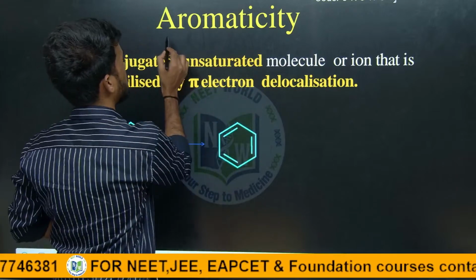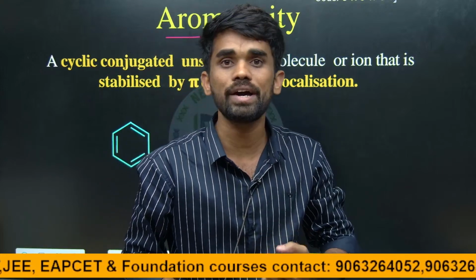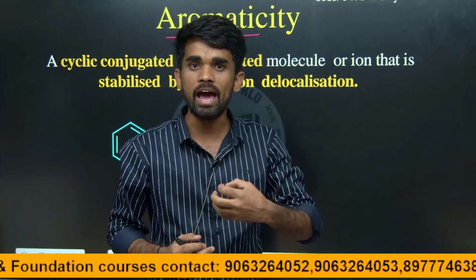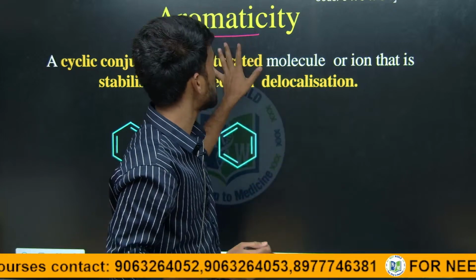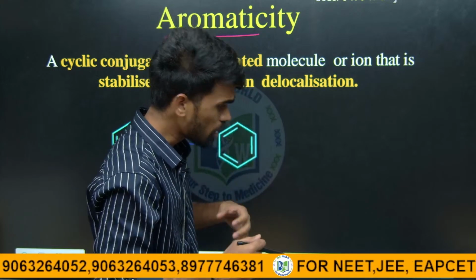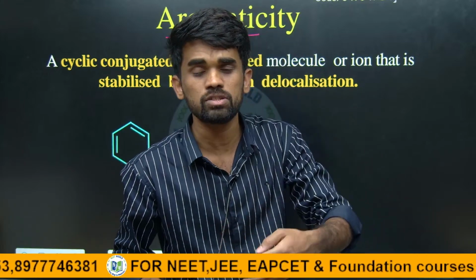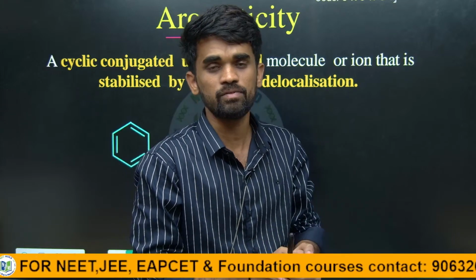So aromaticity is a property of organic compounds. Aromaticity is the property of some organic compounds. Those compounds which are aromatic are highly stable. So there are aromatic compounds. How can we identify whether they are aromatic or non-aromatic, and how do we classify them? Let us discuss that from the very basics.